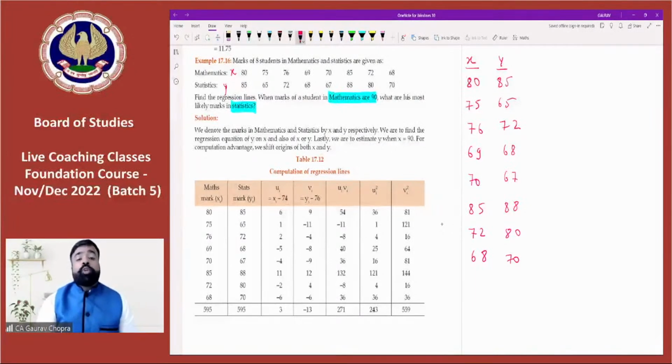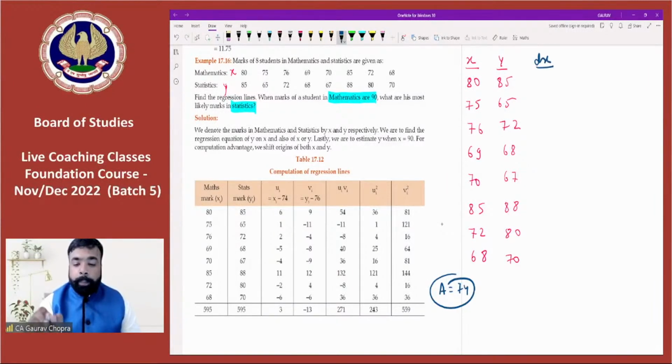For shortcut, we have to take A, that is the assumed mean, so that we can take deviation. In the series X, there are values ranging from 69 to 85. So we can try any kind of middle value so that it becomes easy for us to calculate. So let us take A as 74.